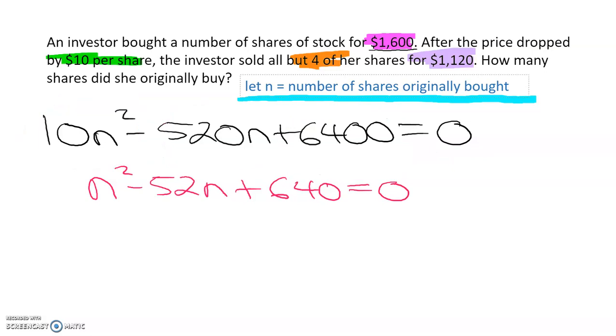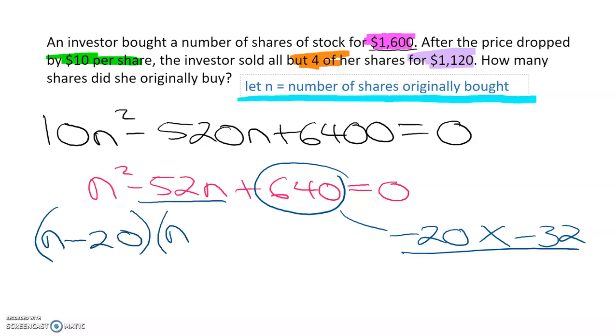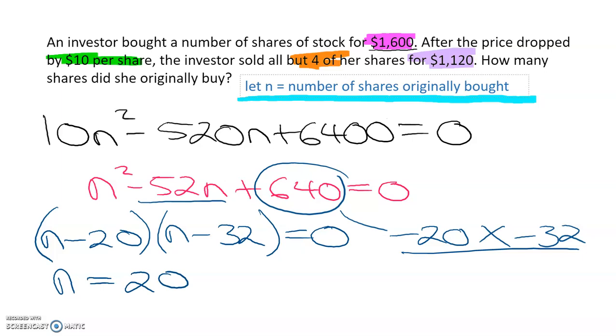Now I'm going to use the factor or product-sum method where I have two factors of 640 that add up to negative 52, and that is negative 20 times negative 32. When multiplied gives me 640, and if I add them gives me negative 52. So I end up with N minus 20 and N minus 32 equals 0. Therefore N equals 20 or 32.